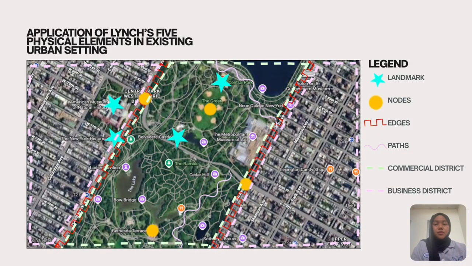This map shows the five elements of the city by Kevin Lynch. Landmarks are shown as easily recognizable points. Nodes are places like intersections and public spaces, edges act as boundaries that separate areas, and paths represent the main routes. Also districts, which are divided into two types, commercial and business district. All these elements help users understand the city more easily.